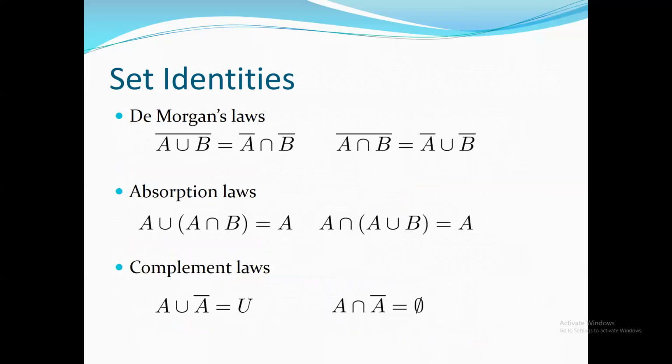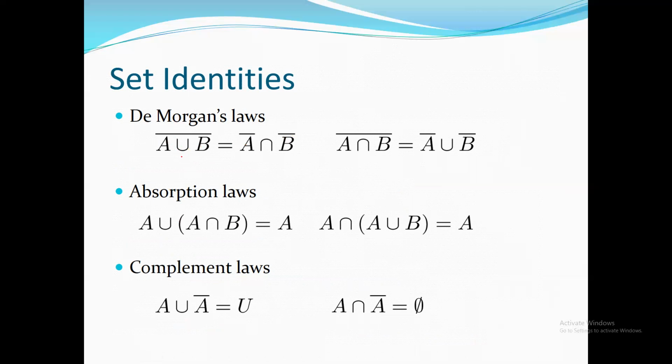That's the distributive law. De Morgan's law, right? De Morgan's law, we already know: if you have A union B whole complement, you can break this complement on A, you can break this complement on B, but reverse the operation.